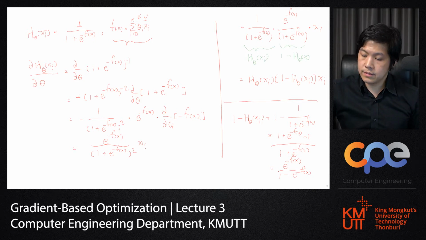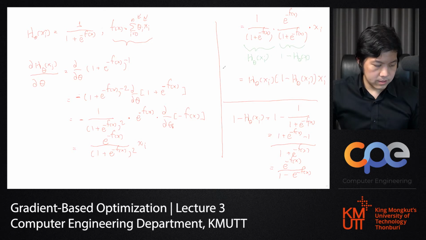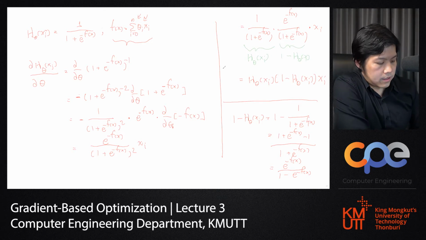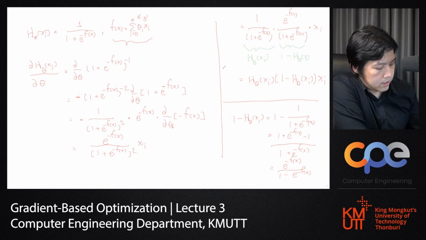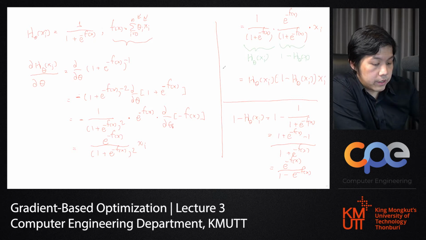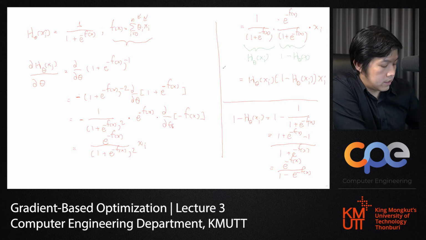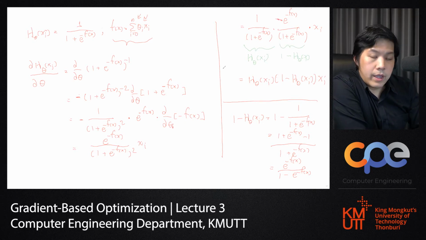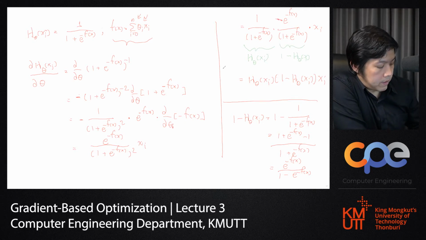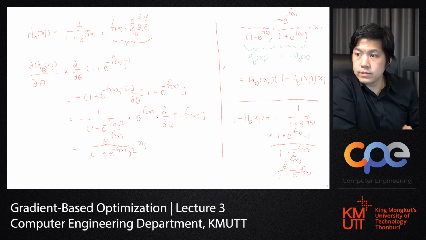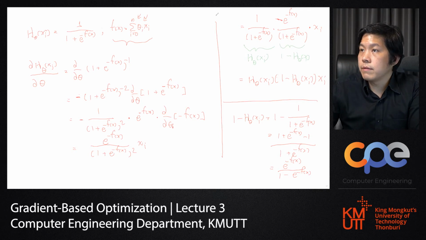Where did the e to the minus fx go at the numerator? For the numerator, you mean for this one? Yeah, for this one. Where does it go? I think you need to look down here. Let me use the stamp. Yeah, this should work. Let me erase this to avoid some confusion.